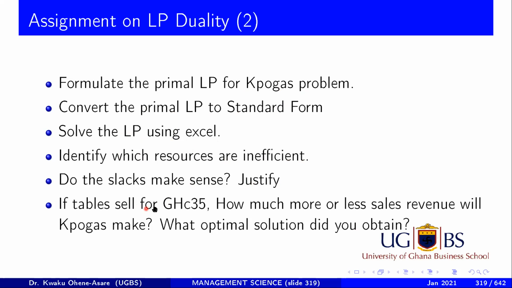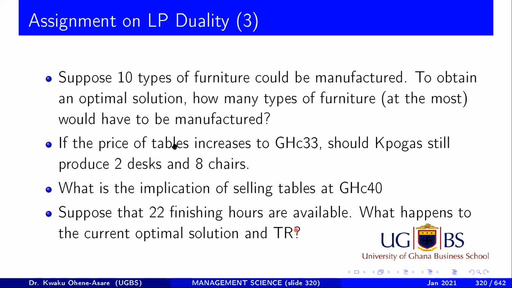Justify. If the table sells for 35, how much more or less sales revenue will Bogus make? What optimal solution did you obtain? This is sensitivity analysis. Now, suppose 10 types of furniture could be manufactured. To obtain an optimal solution, how many types of furniture at most will be produced? If the price of tables increases to 33, should Bogus still produce 2 desks and 8 chairs?